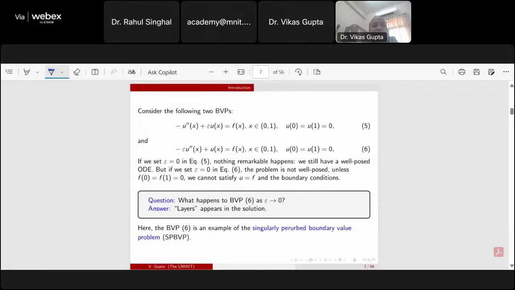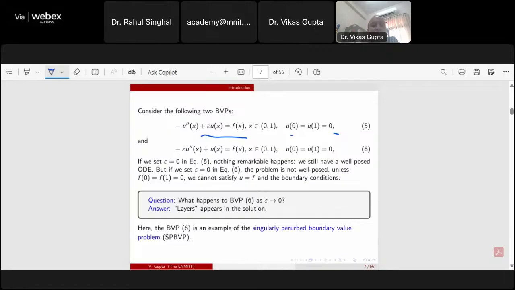So you can notice that if you set epsilon equal to 0 in equation number 5, nothing remarkable happens, because in that case equation number 5 reduces to minus u double prime equal to f(x). So again this equation remains a well posed ODE. In fact you can get a solution to this minus u double prime equal to f(x); you can easily solve it, and with the specification of boundary conditions you can get the values of the constants c1 and c2.